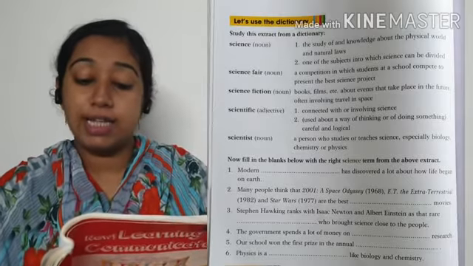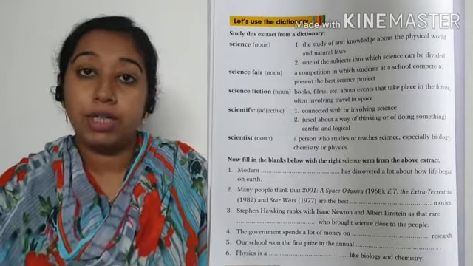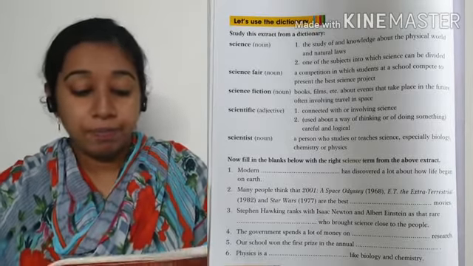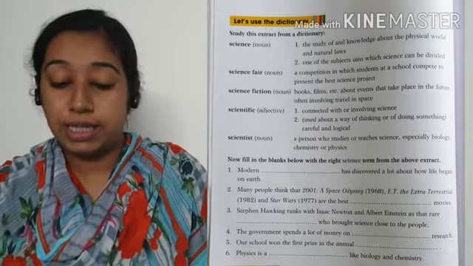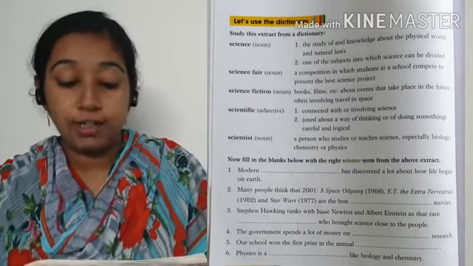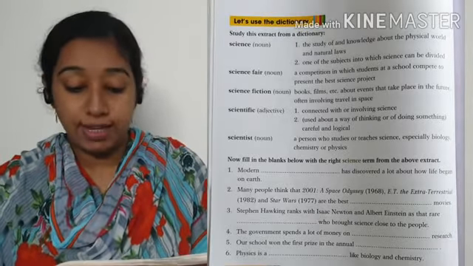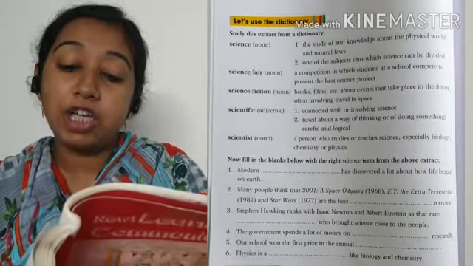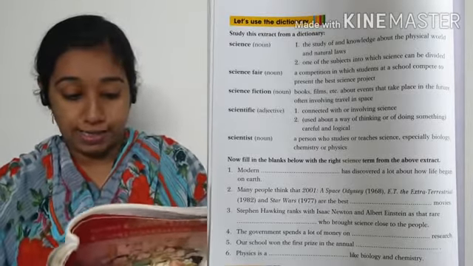Modern dash has discovered a lot about how life began on Earth. Modern, you're right, it's science. Many people think that 2001: A Space Odyssey (1968), E.T. the Extraterrestrial (1982) and Star Wars (1977) are the best dash movies. The answer is science fiction movies.